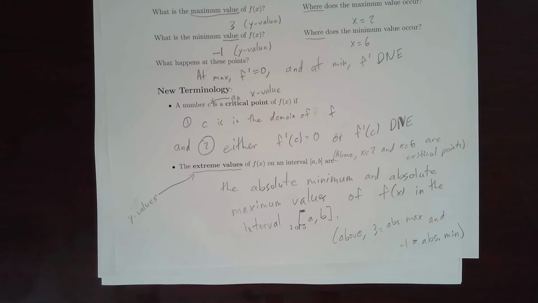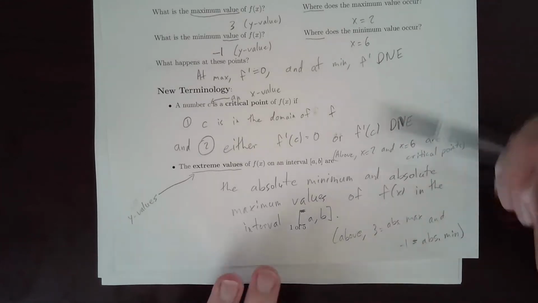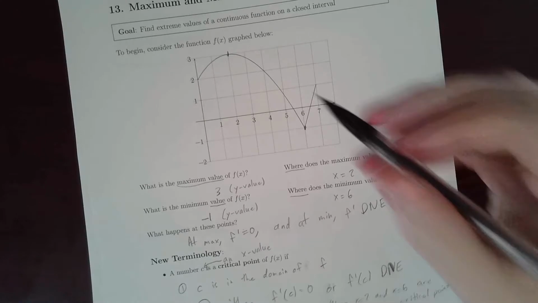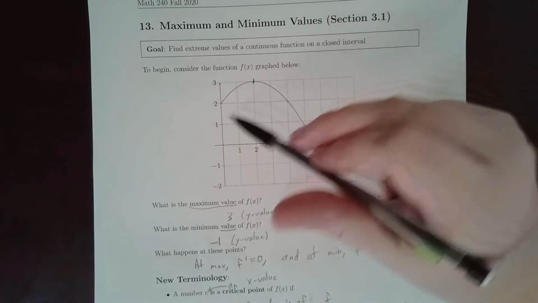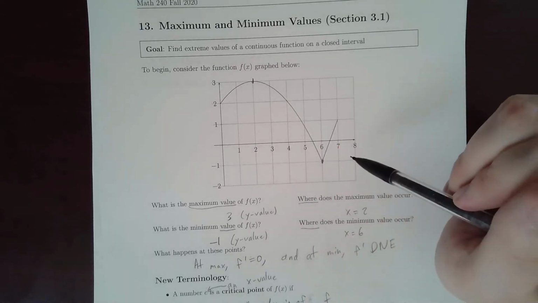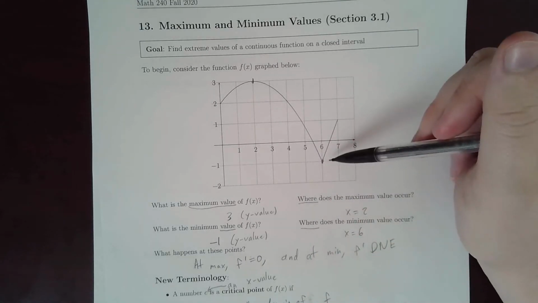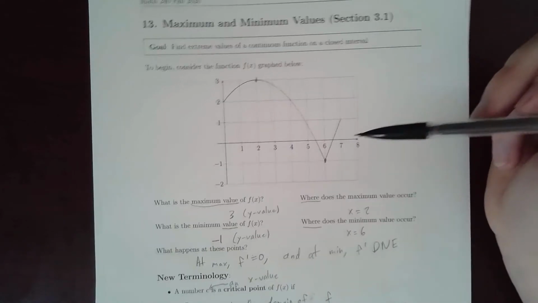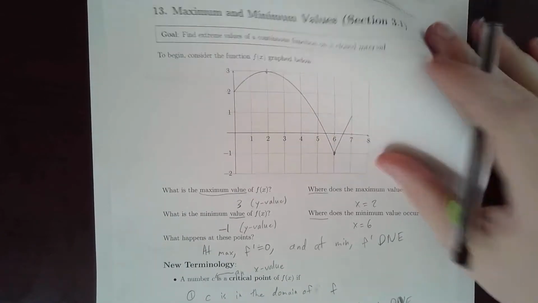Alright, so the reason we say absolute here is these values are ones that were above any other or below any other y that we were looking at. So here this 3 is higher than any other y value in the entire graph, and -1 was lower than every other y value in the entire graph.